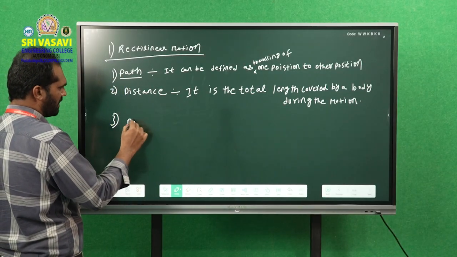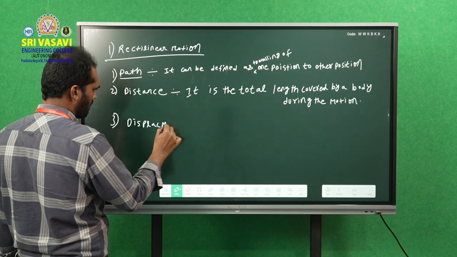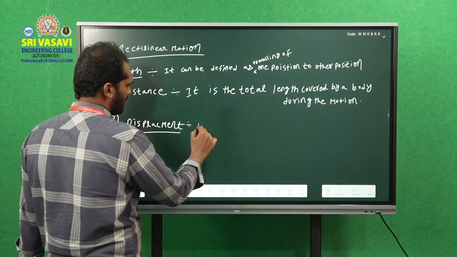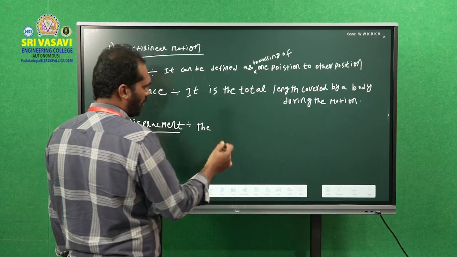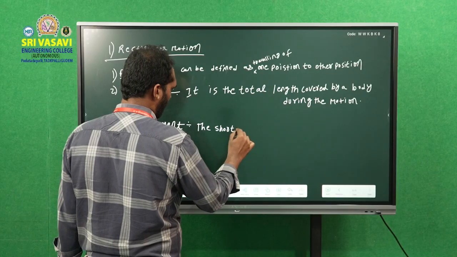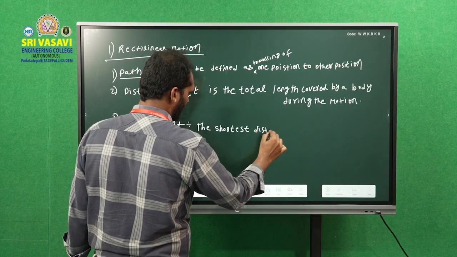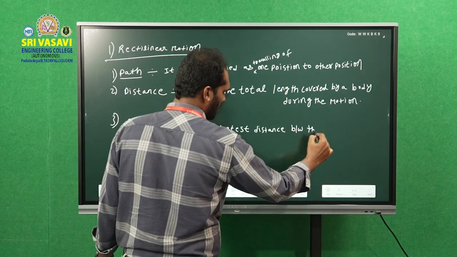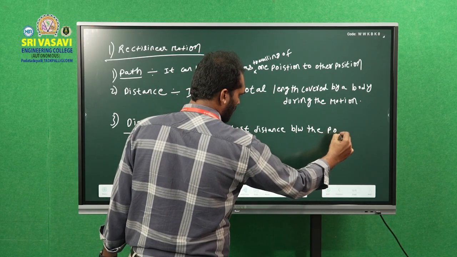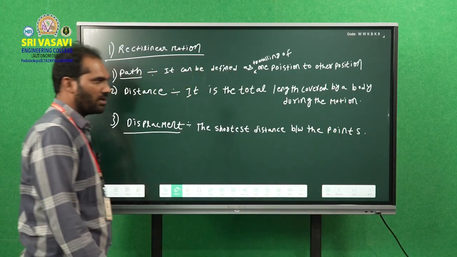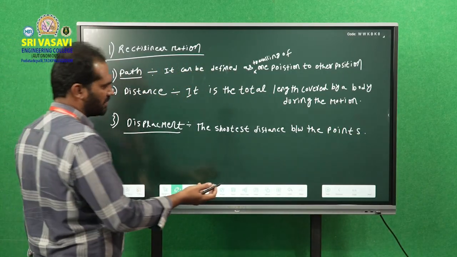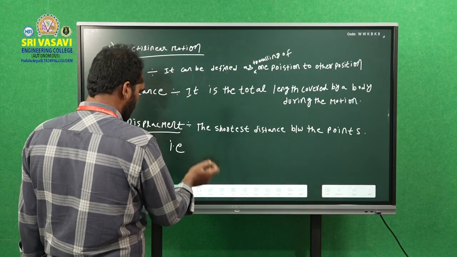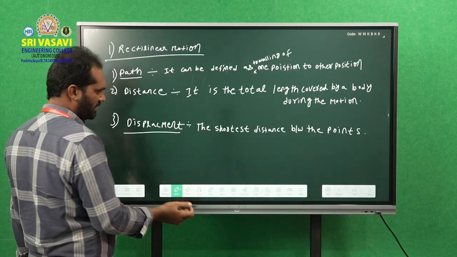So the third one is displacement. Displacement is nothing but the shortest distance between the two points. Indirectly, we can say that the shortest distance between the points is displacement. I will take an example.